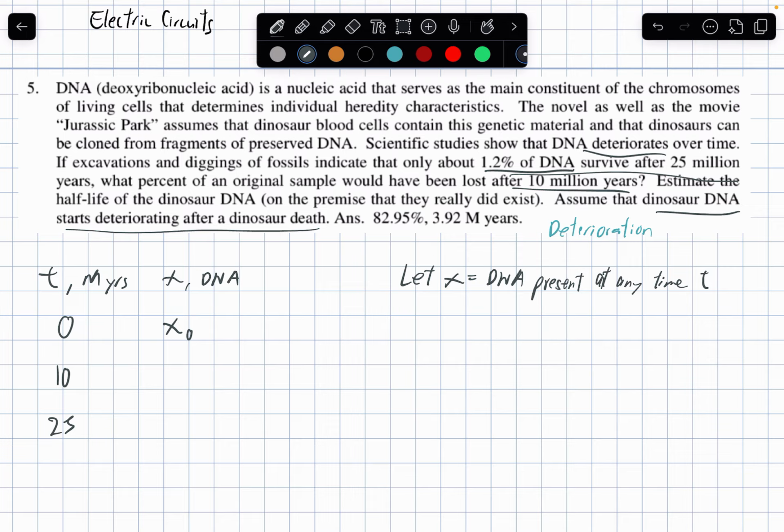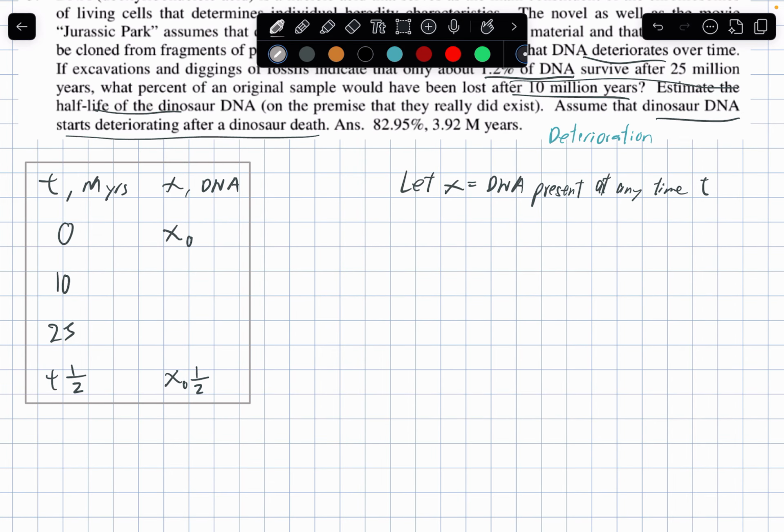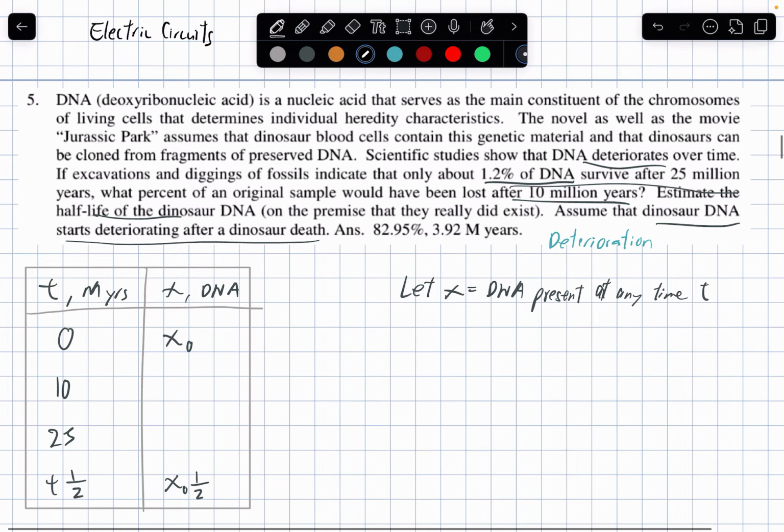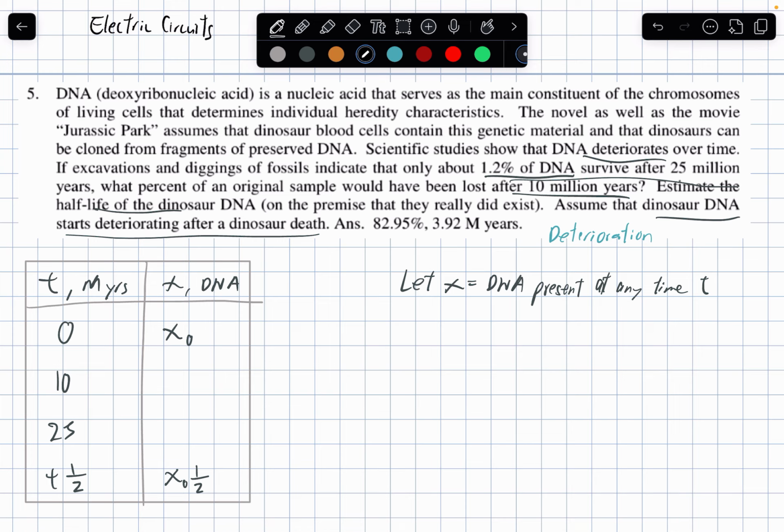The next question says we have to estimate the half-life of the dinosaur DNA. So let's write half-life here. Half-life is represented as t 1/2. So consequently, you can say that it is x sub 0 times 1/2 also. So this is our table, no? You need to make a table. Ideally, make one so your data is organized. You won't get confused when it comes to the application of the differential equation part, no?